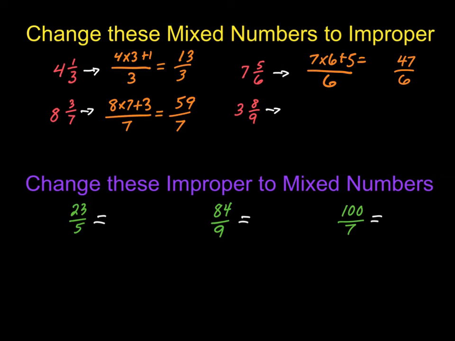And our final fraction to convert to an improper would be 3 and 8/9. We can do 3 times 9, which is 27, plus 8 more, which is 35. And our bottom number stays the same. So hopefully we're 4 for 4.